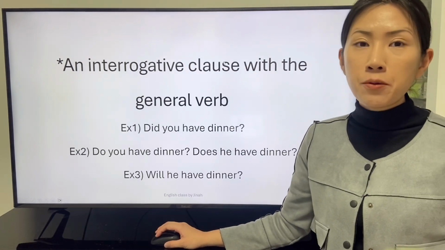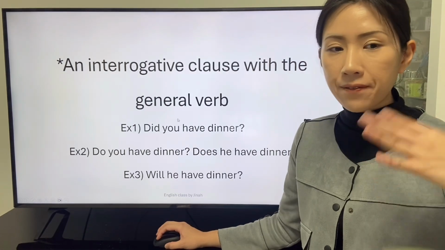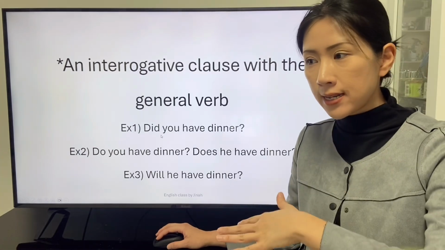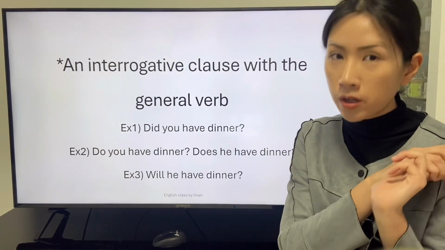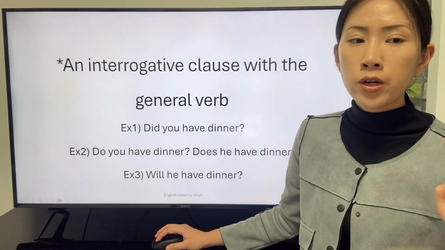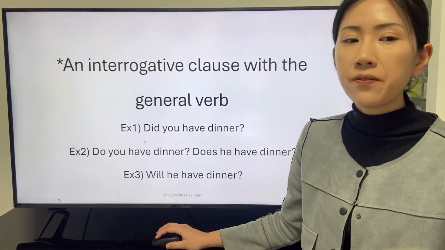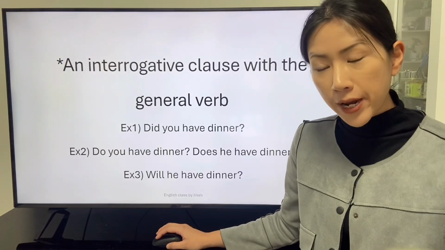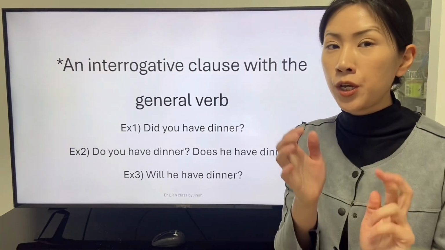There are exemplary clauses. The first one is that, did you have dinner? The interrogative clause starts with the modal verb did to notify that the clause is about an experience, a condition, or an action in the past. The second exemplary clauses are these. Do you have dinner? Does he have dinner? With the modal verb do or does, the listeners can recognize that the interrogative clause is about the present experience, condition, or action.